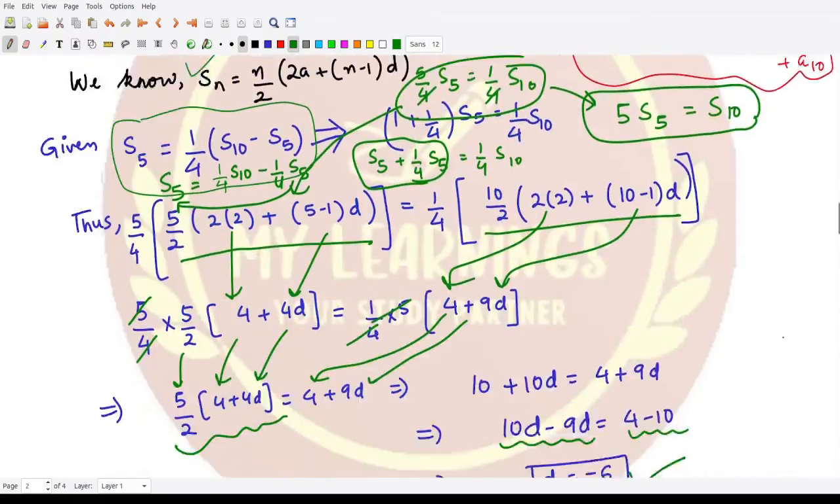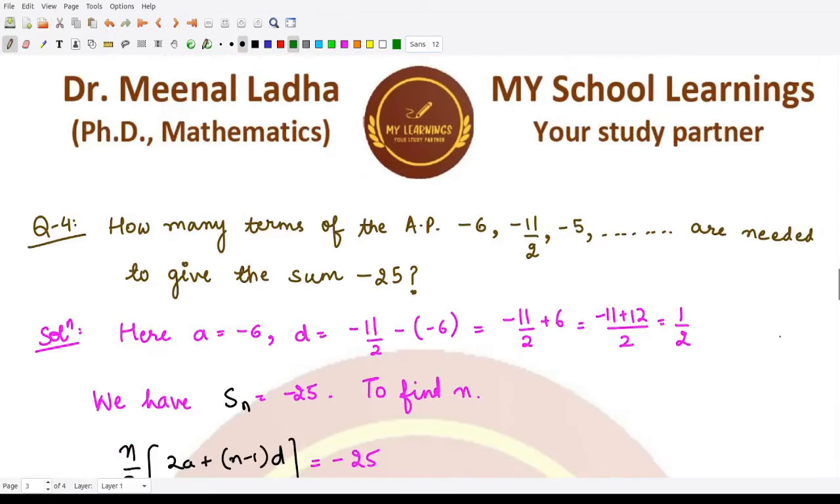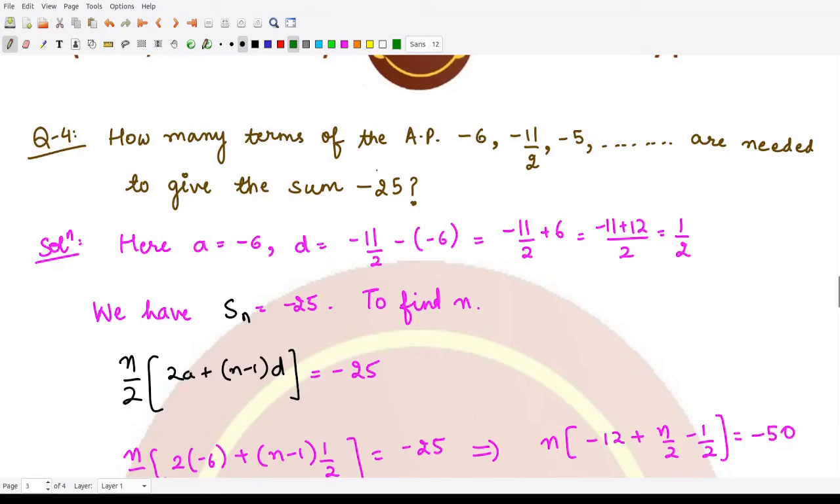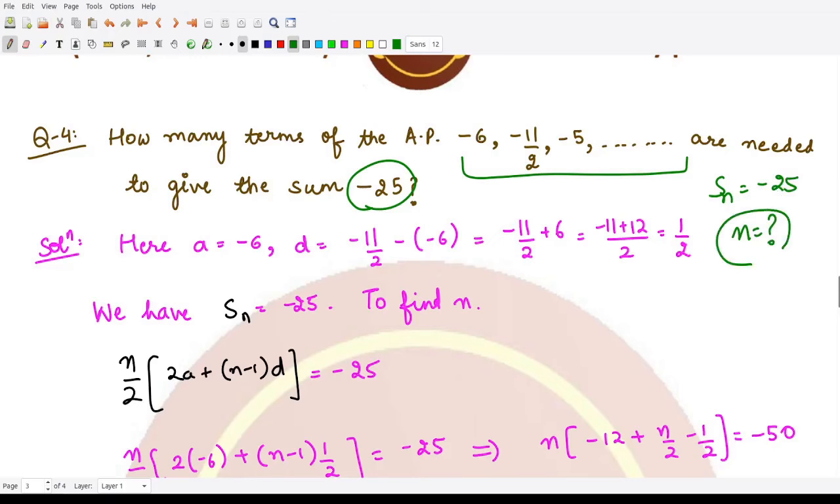So moving forward to the next question. Here in the next question they are saying, how many terms of the AP, this AP is given to us -6, -11 by 2, -5 and so on, are needed to give the sum as -25? So that means Sn is given to us as -25. We need to find the value of n from here.